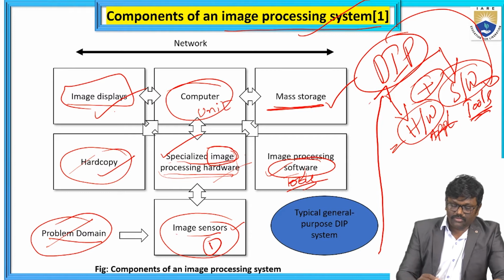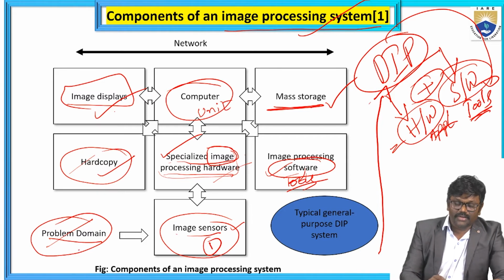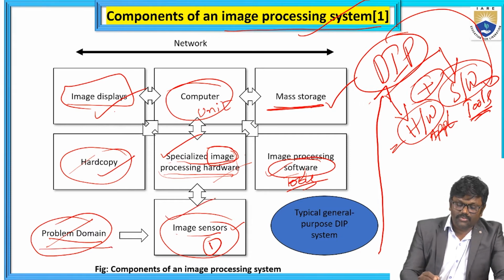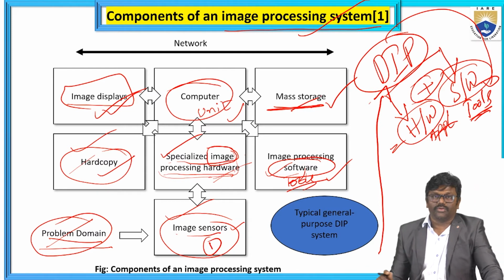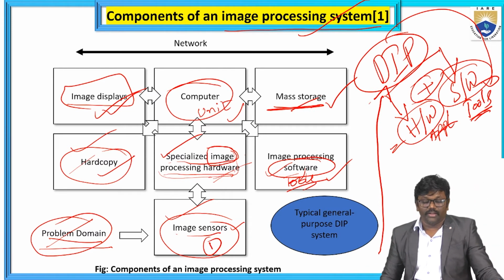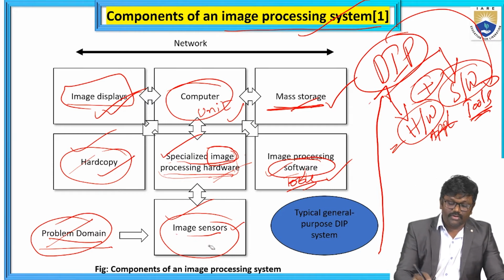So far we have discussed the components based on the problem domain. Number one is image sensor. Number two is hard copy. Number three is image processing hardware. Number four is software tool. Number five is computer unit. Number six is display. And seventh is mass storage. Let us start discussing each and every point one by one.